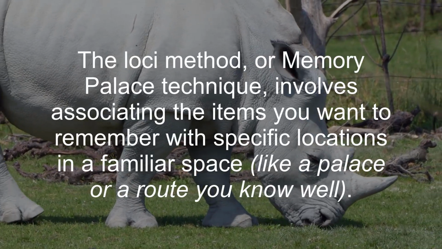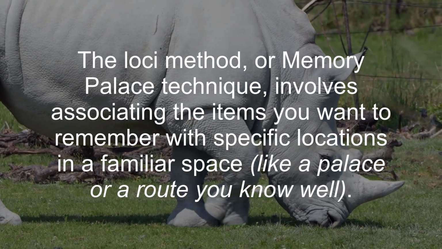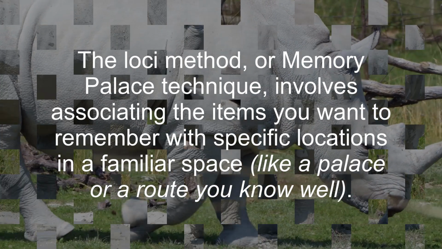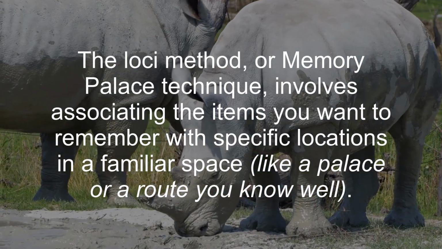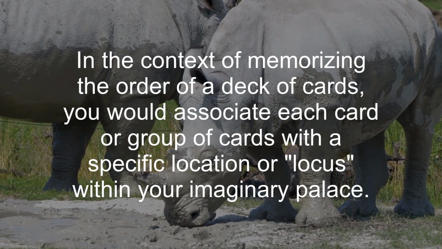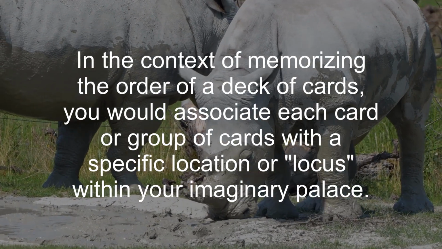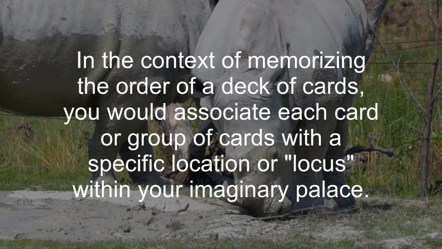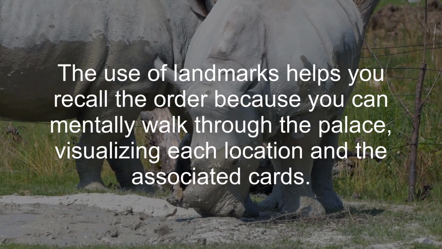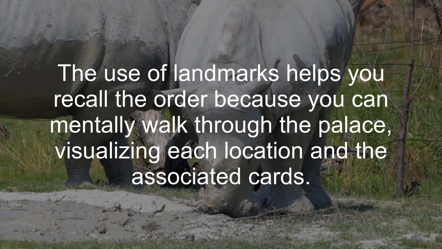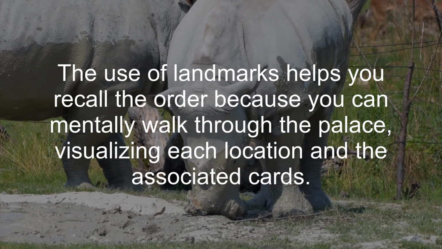The loci method, or memory palace technique, involves associating the items you want to remember with specific locations in a familiar space, like a palace or a route you know well. In the context of memorizing the order of a deck of cards, you would associate each card or group of cards with a specific location or locus within your imaginary palace. The use of landmarks helps you recall the order because you can mentally walk through the palace, visualizing each location and the associated cards.